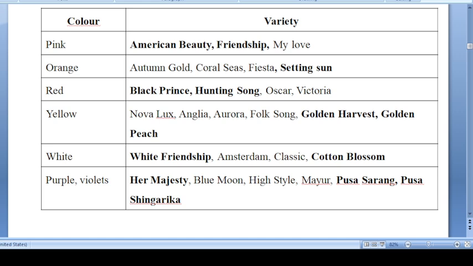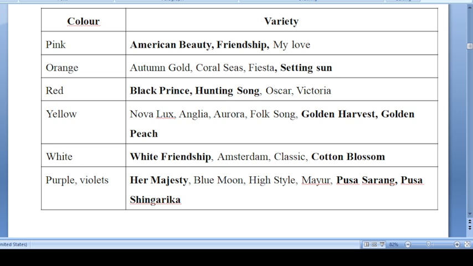There are different varieties available in all the colors like pink, American Beauty and Friendship. These are the commercial varieties. Orange, it is Setting Sun. Red, Black Prince is one variety, and Hunting Song. Yellow color, Golden Harvest. Golden, that means yellow color. Golden Peach also. In case of white color, we can see some varieties like Cotton Blossom, White Friendship.